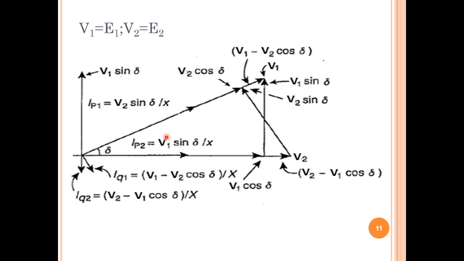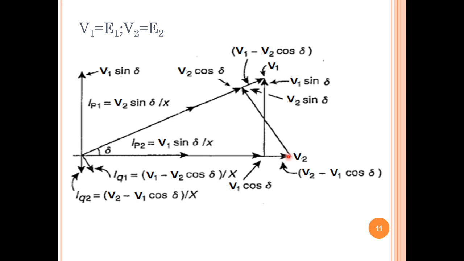Our intention is to see what is the impact on active and reactive powers if there is any variation in the delta angle. I have only V1 and V2 at an angle of delta. Observe, drop a perpendicular onto the x-axis from this point here. This one is V1, and dropping a perpendicular, this one is the adjacent side, V1 cos delta. The opposite side is V1 sin delta. This one is a triangle.